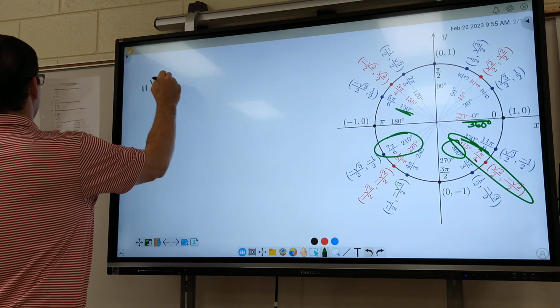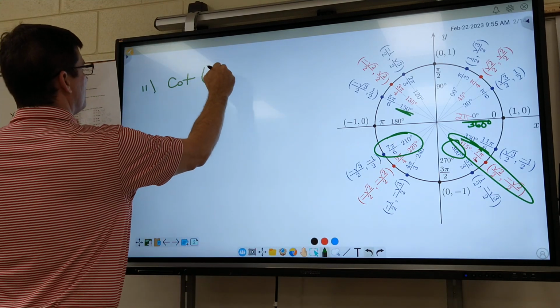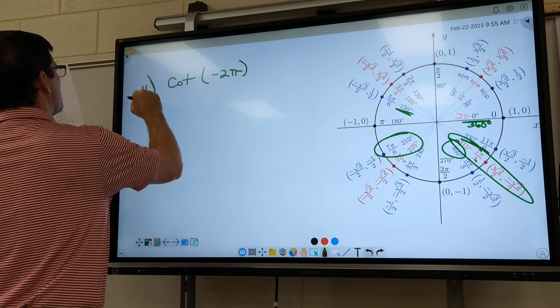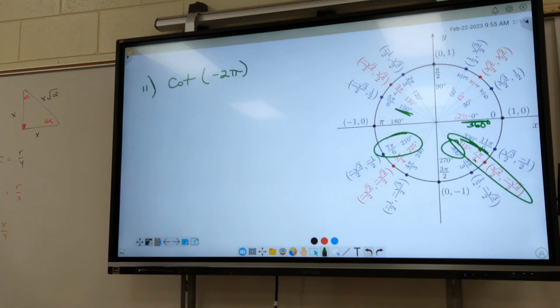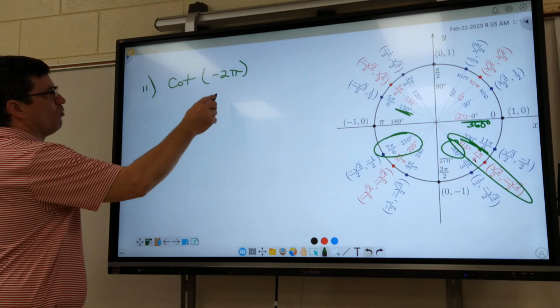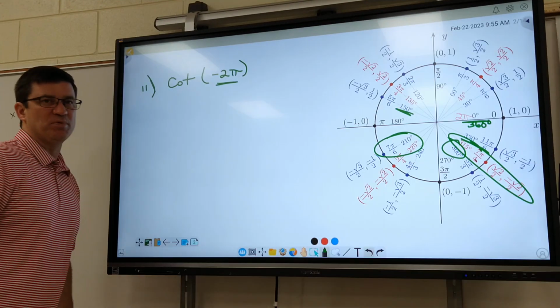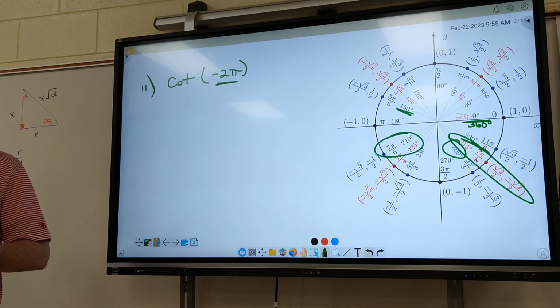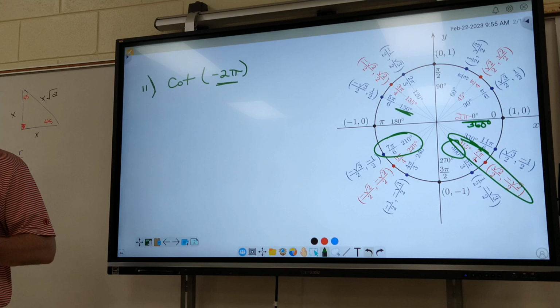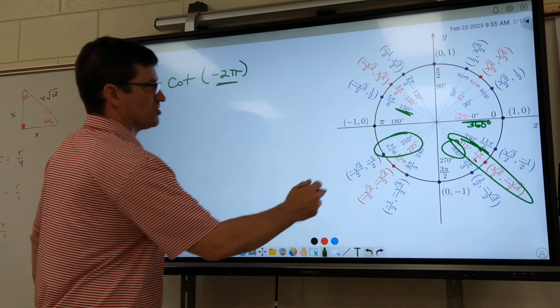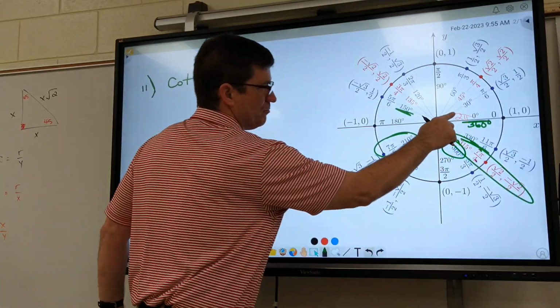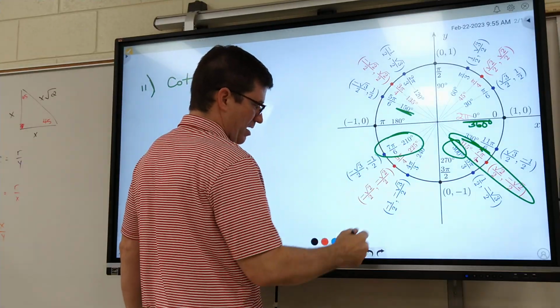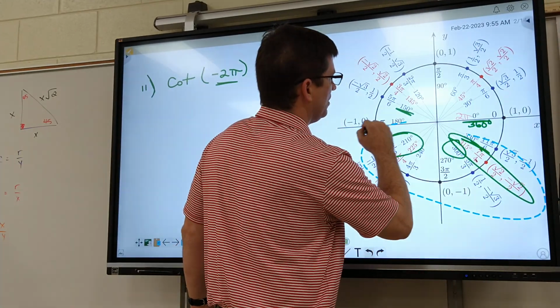All right, number 11, cotangent of negative 2 pi. I want you to show me just one step. First, where is that on the circle? Negative 2 pi. It doesn't matter that it's a negative number. All you have to worry about is whether it's odd or even. It's an even number, right? So all even numbers are right here. 2 pi, 4 pi, 6 pi, everything's right there.